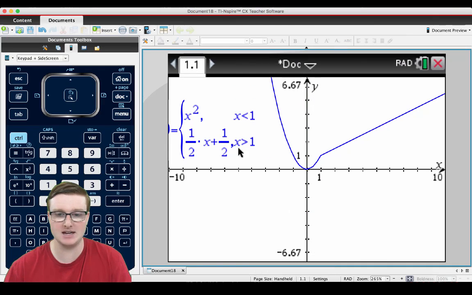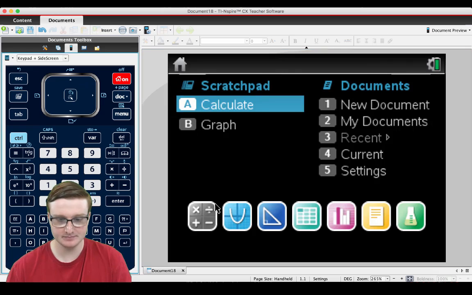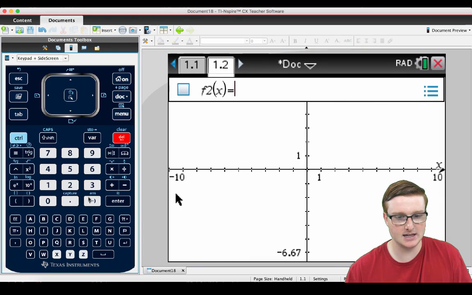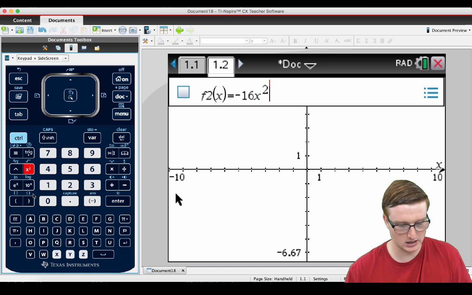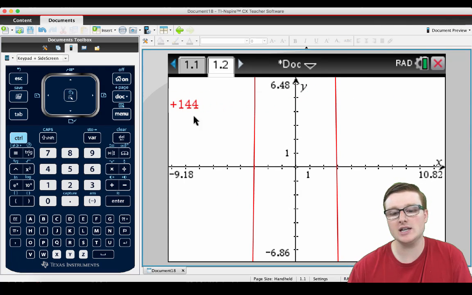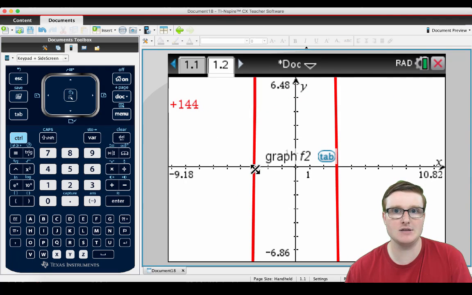And let me just show you on the graph page. If I were to graph this for you, and you actually type this in, negative 16x squared plus 144. Look at this. And this is where they're trying to trick you, people. They are tricking you because they have negative 3 there.